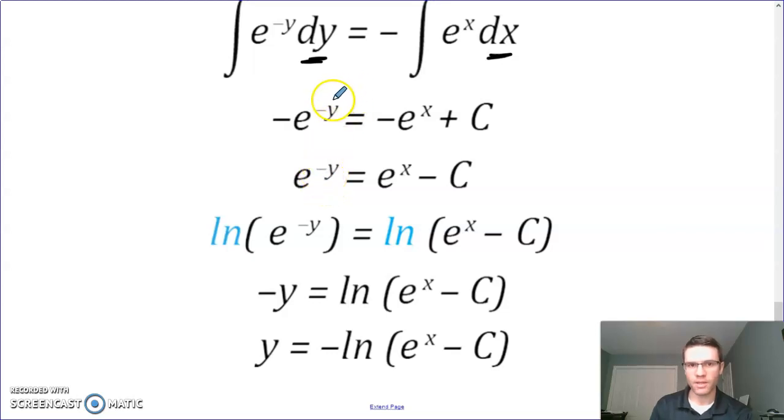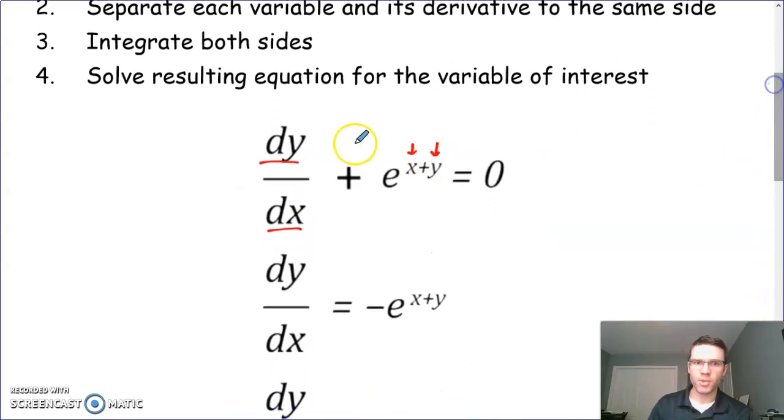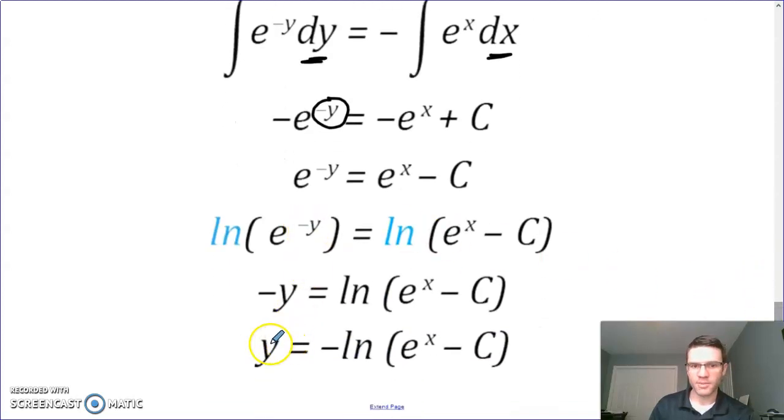In this case, they wanted to figure out what is the function of y that satisfies this original equation up here, where the derivative of y plus e to the x plus y equals 0. And the solution, if you solve this for y, comes out to y equals negative natural log of e to the x minus e. You will not have to do all of this stuff. I just wanted you to see those steps.